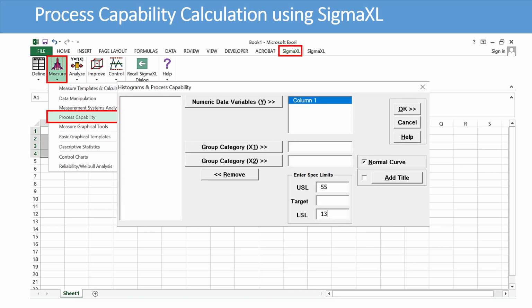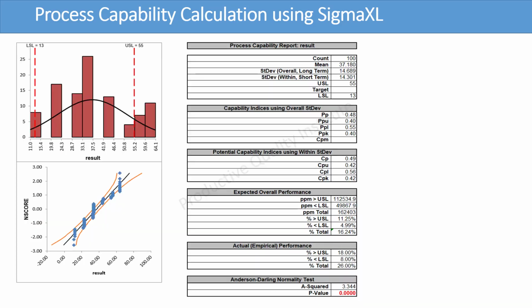Select Data, and then click Numeric Data Variable, Y. Enter USL and LSL. Check normal curve as shown. Click OK. The resulting histogram and process capability report is shown.